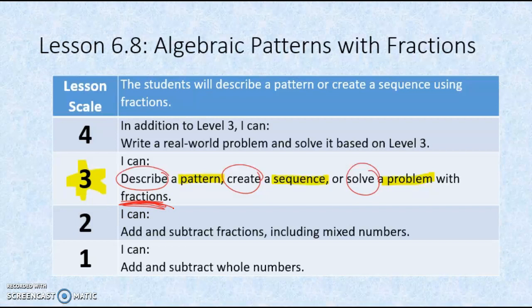Now, if you think about what we've done so far in this unit, we have added and subtracted fractions and mixed numbers, and we've renamed mixed numbers so that we can subtract. We've also modeled. Well, now we're going to put all of that information together, and we're going to use it to solve algebraic patterns, which when we think of algebra, we should always think of the unknown. We're looking for something that we don't know. And then when we think about solving problems, we need to think about what we would use in the real world. So let's put everything we've learned together.